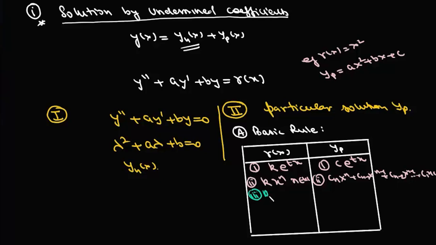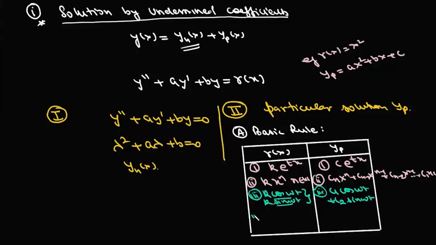Now this third one is, if we have k cos ωt or k sin ωt. So either it is k cos ωt or it is k sin ωt. Then in both cases, we are going to choose yp as c1 cos ωt + c2 sin ωt.